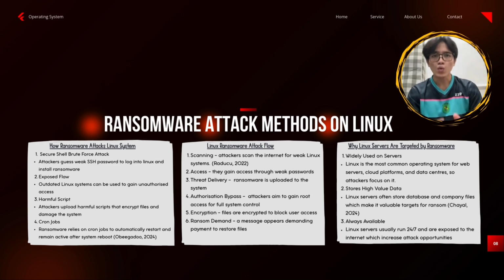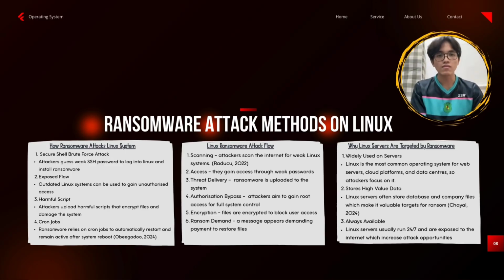Okay, first of all, I will be going over the main ways ransomware can attack Linux systems. One common method is through secure shell brute force attacks. Attackers repeatedly guess weak secure shell passwords, and once they get in, they can install ransomware on the system. Another way is through exposed vulnerabilities. If a Linux system is not regularly updated, attackers can take advantage of known security flaws to gain access.